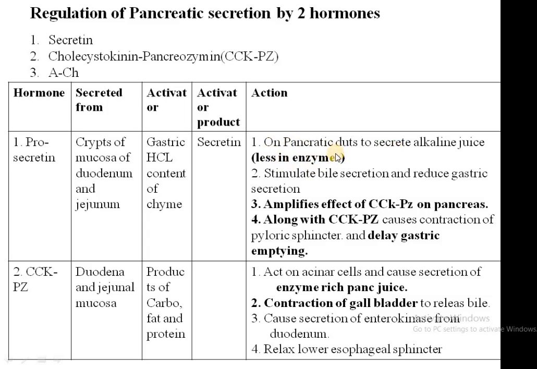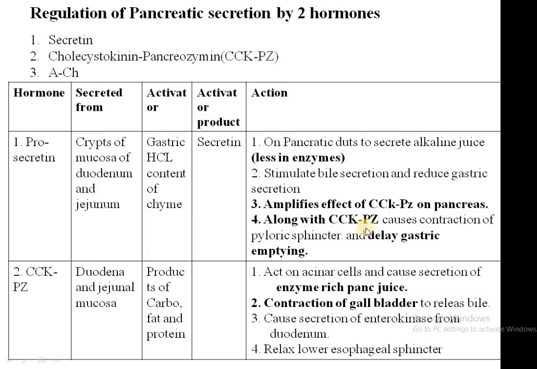This is to be remembered. This is a question generally asked. Secretin also stimulates the bile secretion but reduces the gastric secretion. This is also asked in the MCQs. It amplifies the effect of the cholecystokinin-pancreozymin on the pancreas.